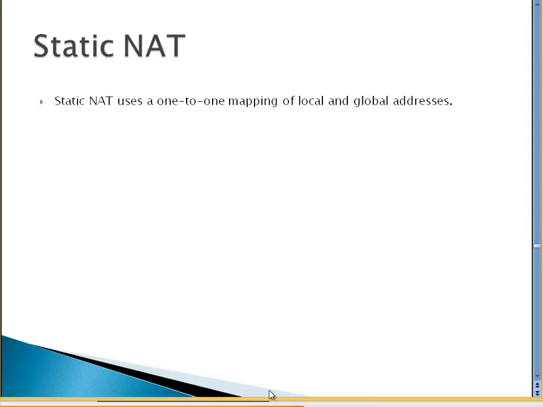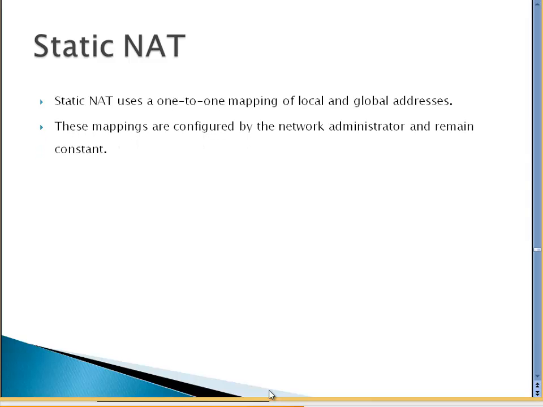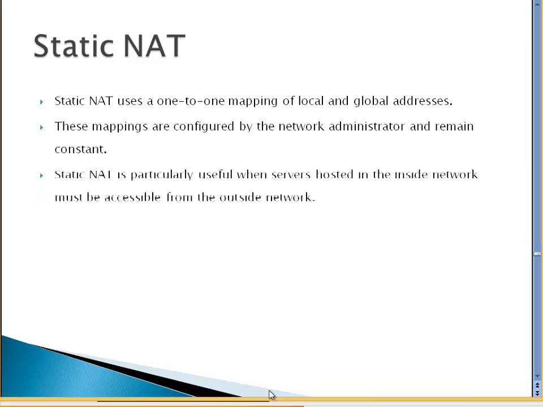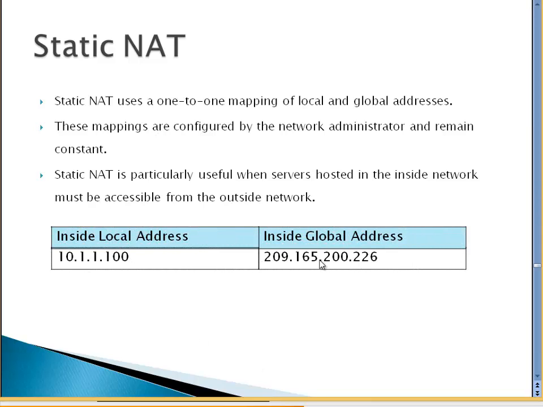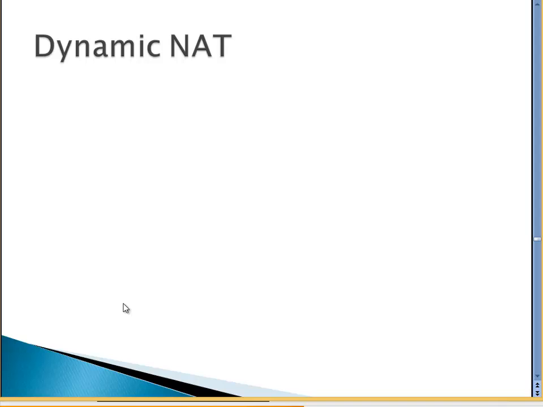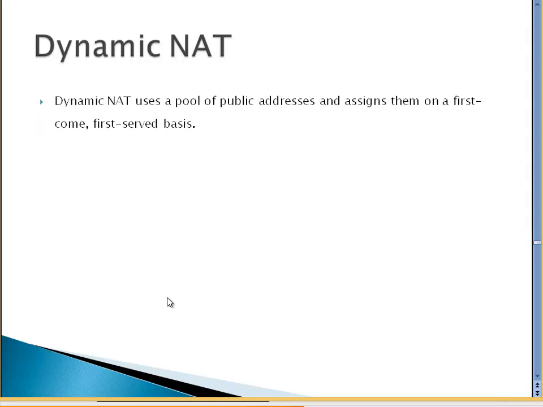Static NAT uses one-to-one mapping of local and global addresses. These mappings are configured by the network administrators and remain constant. Static NAT is particularly useful when a server hosted in the inside network must be accessible from the outside network, for example web servers, FTP servers, email servers, and so on. So we have an inside local address that's going to be translated to an outside global address. It's always on the table. It's constant.